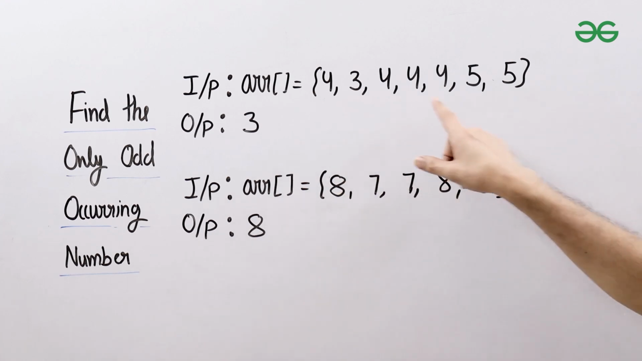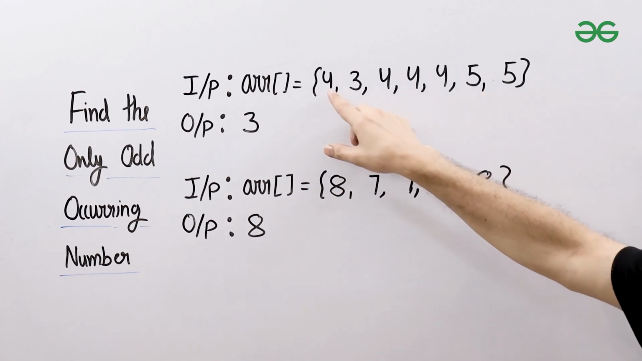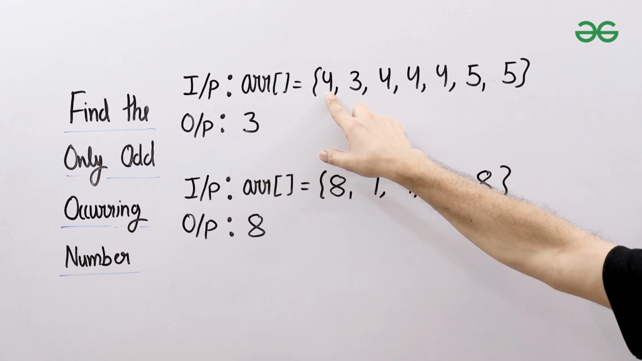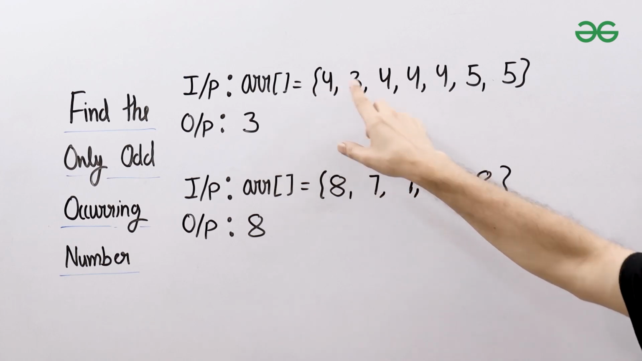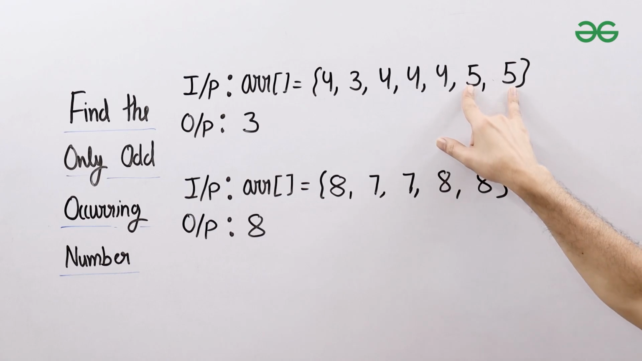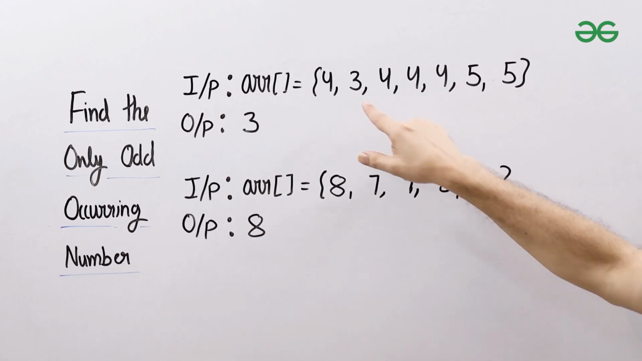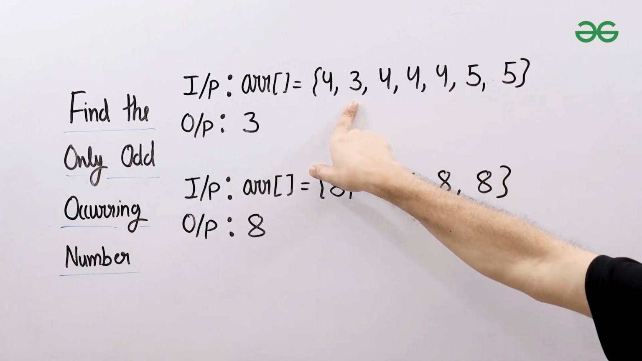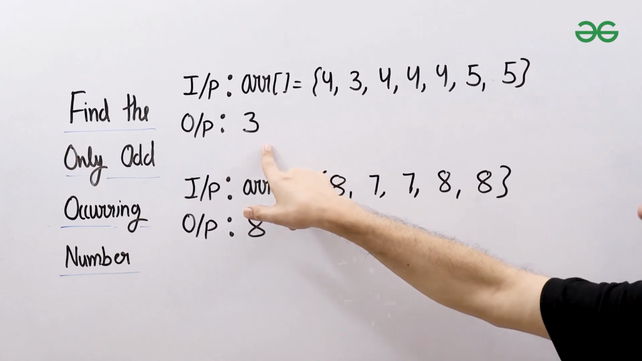For example, if you take a look at this example, see 4 is a number that appears an even number of times. How many times does it appear? It appears 4 times. 1, 2nd, 3rd, 4th. 5 is another number that appears an even number of times, 2 times. But 3 is a number that appears an odd number of times. That's why our output is 3.